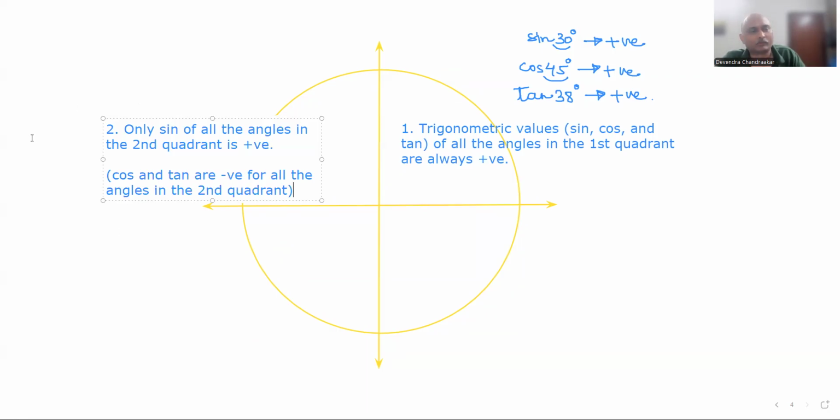For example, I'll give you some examples. If I ask you, what is the nature of sine 150 degrees? Positive or negative? So 150 degrees lies in the second quadrant between 90 and 180, right? That's why it is positive. What about cos 175 degrees? Since it lies in the second quadrant and it is cos, so it is negative.